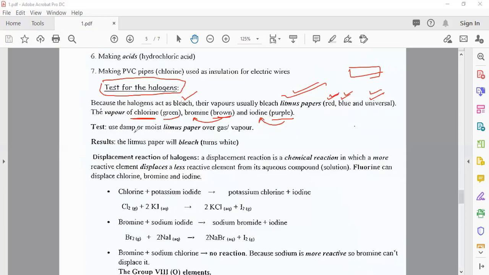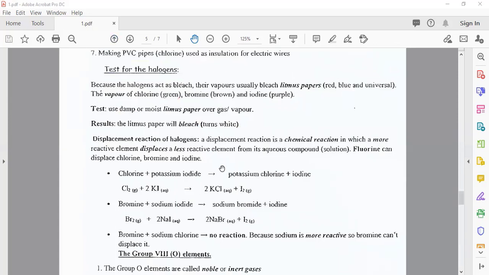Understand? So the test, how do you test? First of all, use a damp or moist litmus paper. Damp means which is wet. You can spray some water and then you can do it. So when you bring it, what will happen? As I told you, it will turn white. Bleach means turning into white. So this is how you will test them.